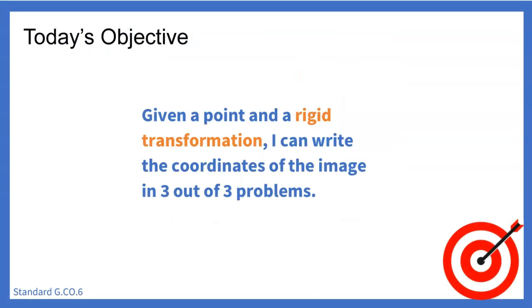So that wraps up everything for our objective today. Given a point and a rigid transformation, I can write the coordinates of the image in 3 out of 3 problems. We covered translations and rotations today. We'll be covering reflections tomorrow.